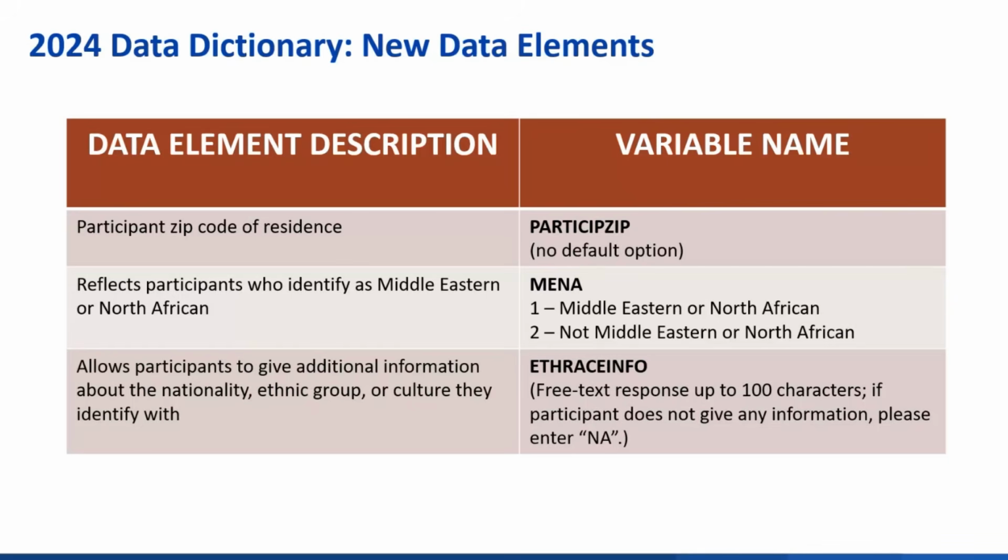The second new variable is for participants who identify as Middle Eastern or North African. The coding options for this MENA variable are the same as other race variables, a 1 or a 2. The next new variable is ethrace info. This is a free text response item up to 100 characters and allows the participant to provide more details about themselves as it pertains to ethnicity, race, country of origin, culture, ancestry, or etc. This data element will not be validated for spelling or grammar, so please enter the information exactly as it is provided by the participant. If a participant declines to add the information, please enter NA, did not reply, or a similar indicator. Please do not leave the entry blank.